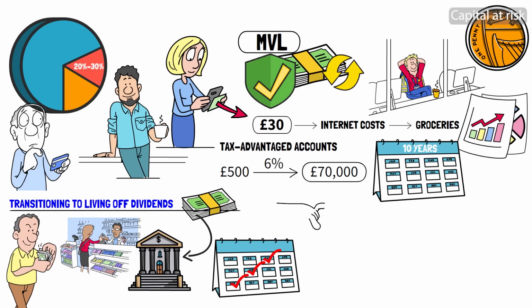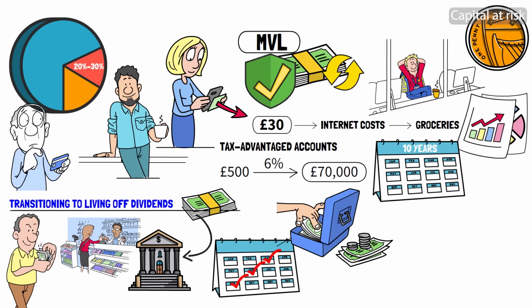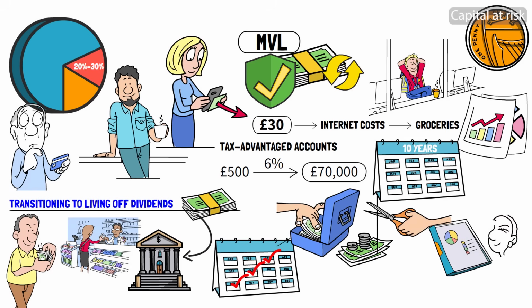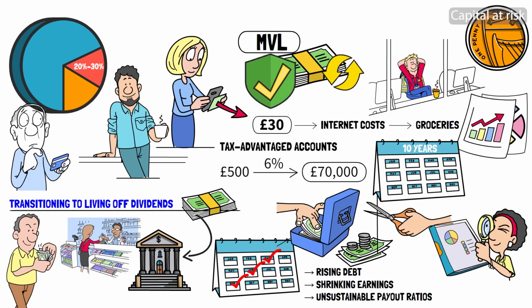Also, maintain an emergency fund. This provides a buffer against dividend cuts or unexpected costs. Even the most reliable companies may reduce payouts during downturns, and you'll want options if that happens. Review your portfolio regularly. Watch for signs of trouble, rising debt, shrinking earnings, or unsustainable payout ratios, and reevaluate your MVL each year. Life changes, and so should your numbers.